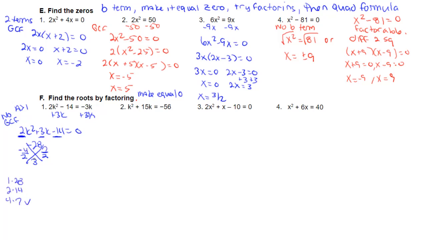We find out 4 and 7 are our numbers. This will simplify to -2. Our answer is going to be 2, and then -7/2. They're the opposites of what we see there in the x. All right, number 2, we get it equal to 0.